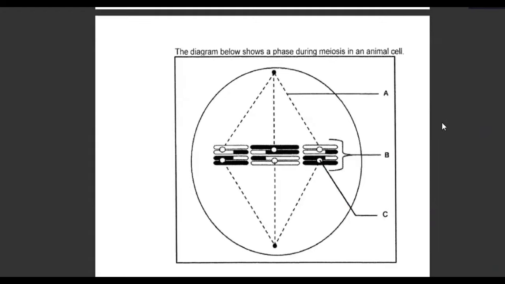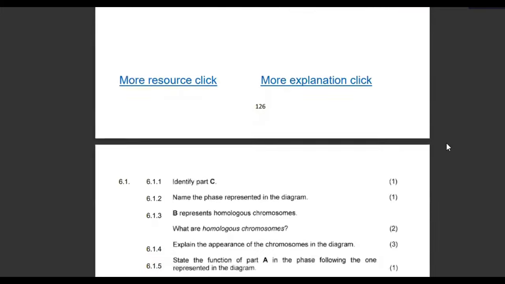Okay, let's see. Then they're saying that this is what? Spindle fibers. What is this? Homologous chromosome. What is this? Centromere. Yes. So these are homologous chromosomes. And then this is the centriole. And then this is the cell membrane. So you can answer these questions.